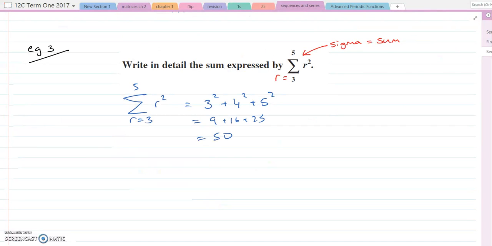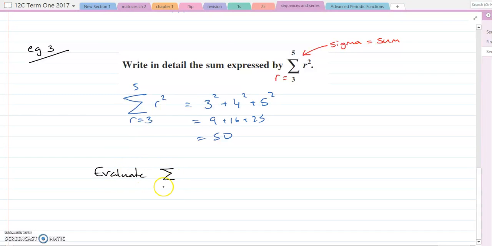So just to practice one like that, just try this one. Okay, evaluate, I'll just make something up. r equals 2 to 6 of 3r minus 4. Alright, so pause, give it a shot, and then I'll do the answer.